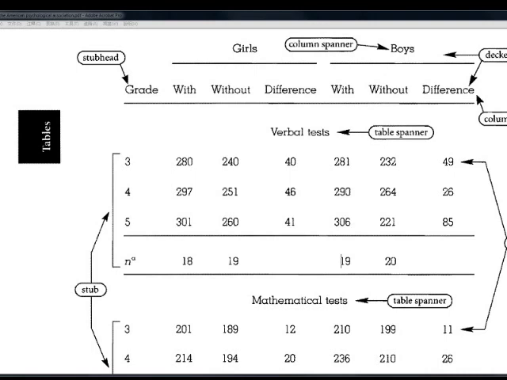Then you have another column spanner down here. Why is it a column spanner? Because verbal tests are multiple columns together as one measure, one item. And then you have their scores. And this table is even more complicated because it has verbal score and mathematical score. Whoa, this is a complex table.